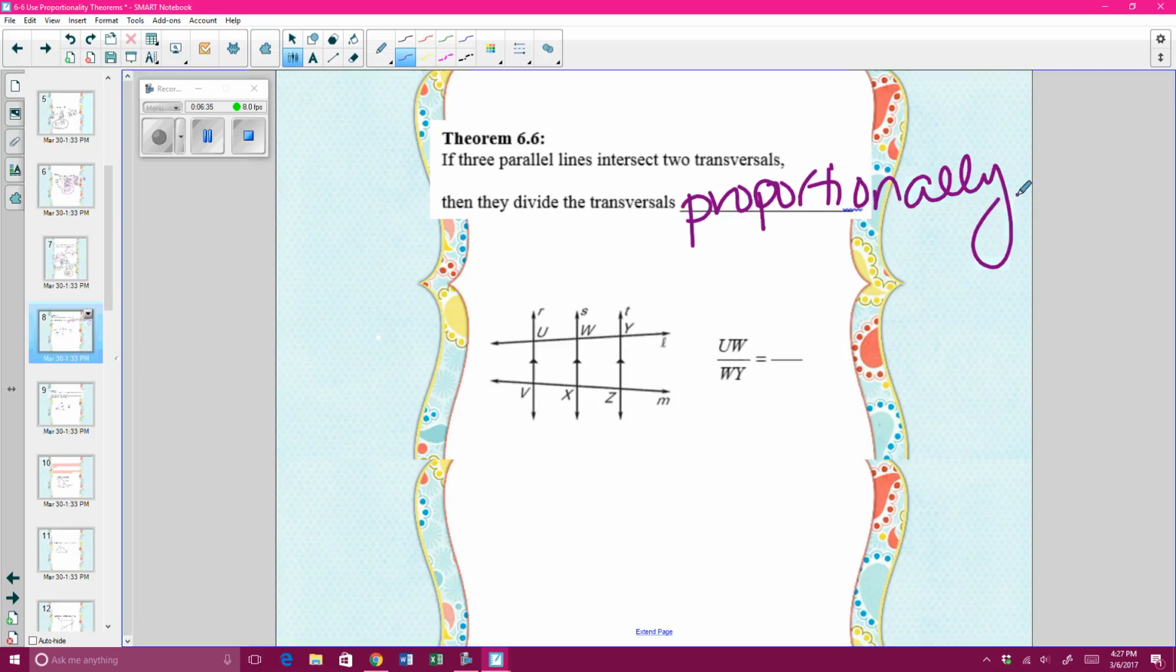What that means is that UW is in a proportion with, or in a ratio with WY. And so if we're comparing those two sides, we could set that up and say that VX is proportional to XZ.